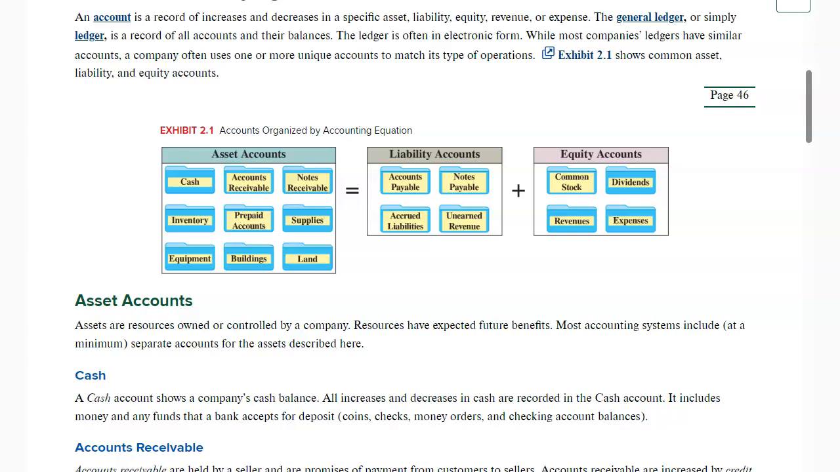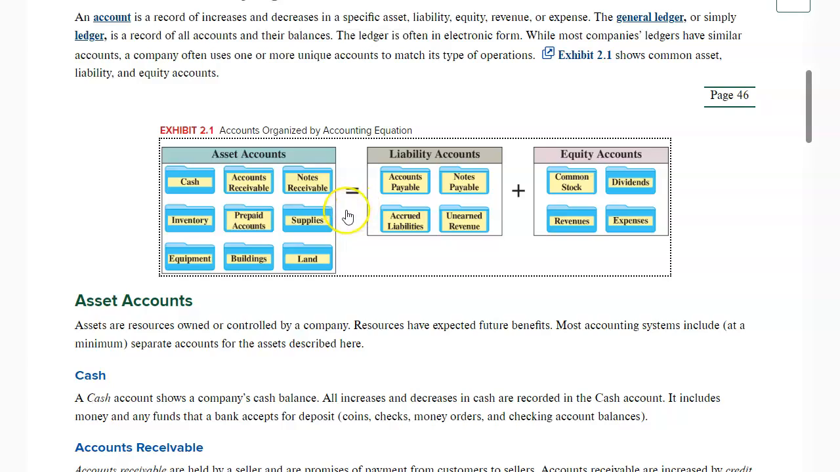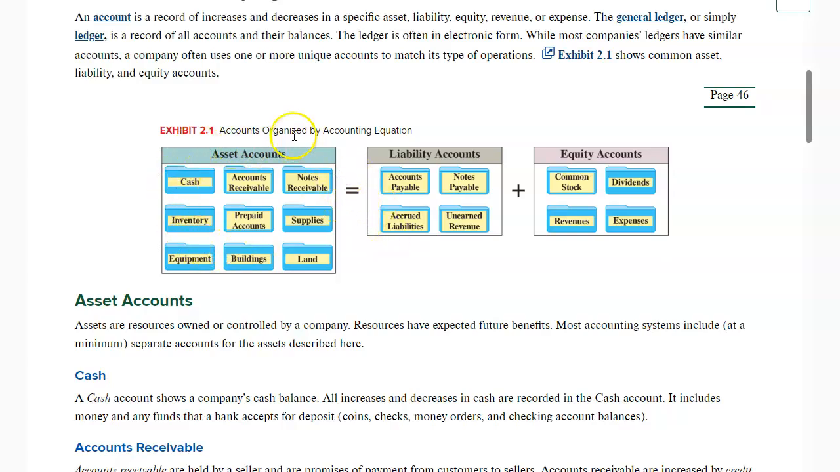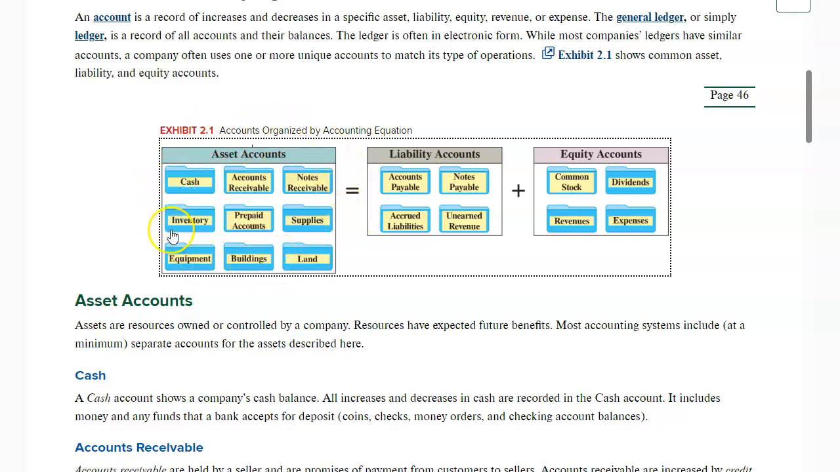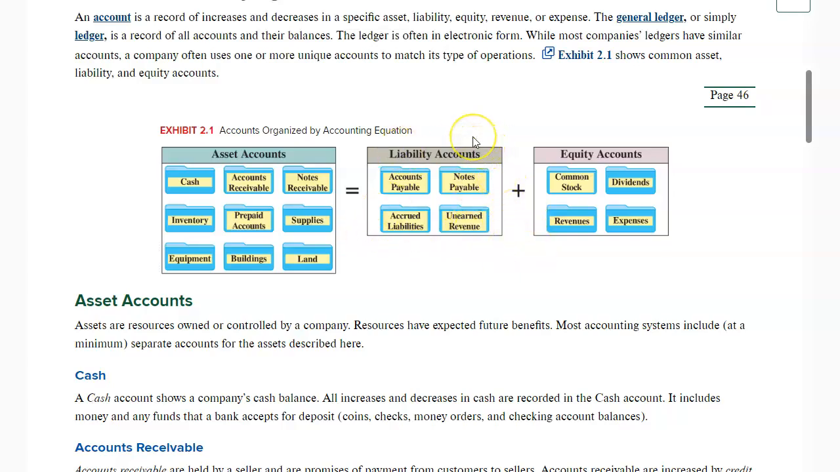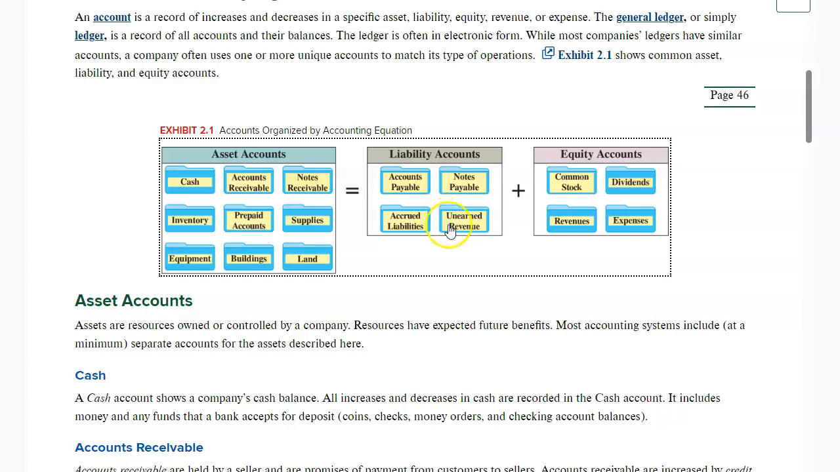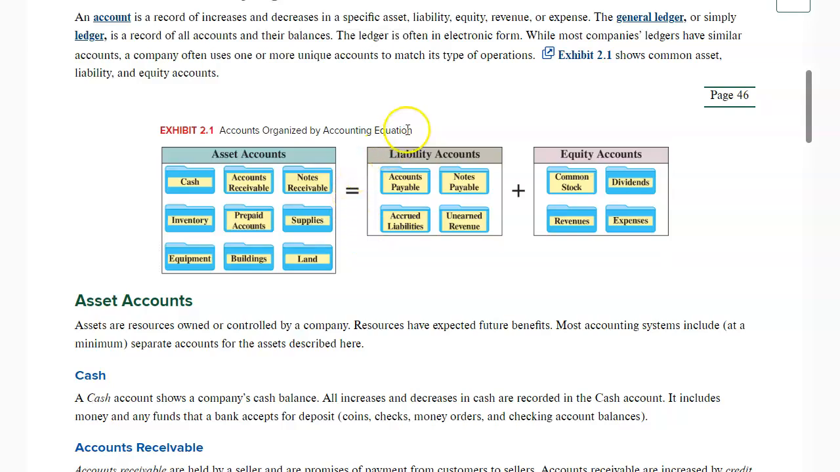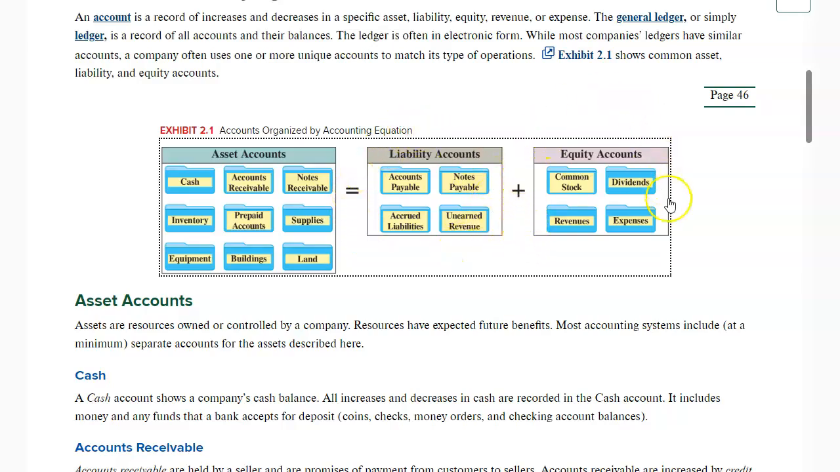So remembering, debit on the left, credit on the right, the balance of an asset account will be on the left because it's on the left of the equal sign. The balance for the asset accounts will always be on the left. The balance for liability accounts will always be on the right: accounts payable, notes payable, any accrued liabilities, any unearned revenue we talked about in class. So any of the liability accounts will be on the right. Equity accounts will also be on the right with a couple of exceptions.